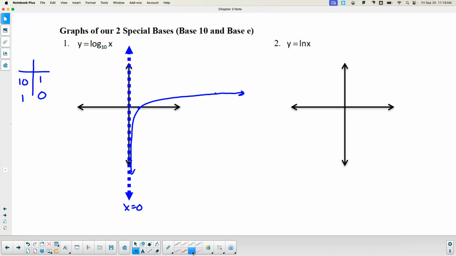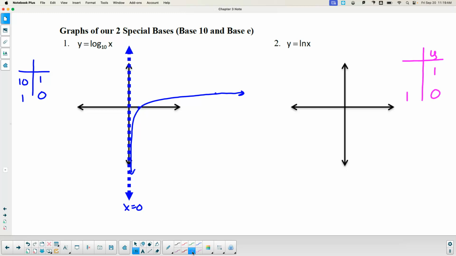Natural log, y equals the natural log of x. Again, I'm looking for a y value here of 1 and a y value there of 0. Okay? So to get the 0, I need that to be 1, right? So that's going to just be 1 comma 0. E to the 0 power is 1.